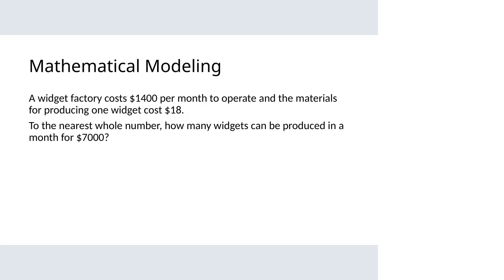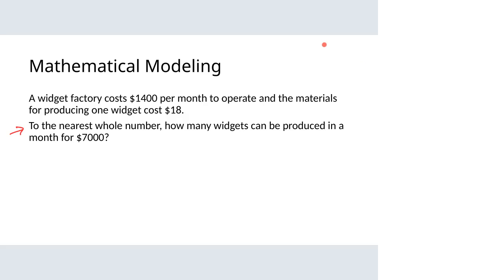A widget factory costs $1,400 a month to operate, and the materials for producing one widget cost $18. To the nearest whole number, how many widgets can be produced in a month for $7,000? So if you have a $7,000 budget, how many widgets could you make? That's the question we're trying to answer here.